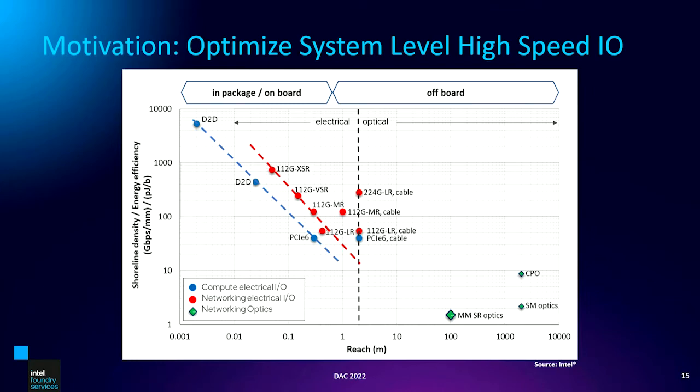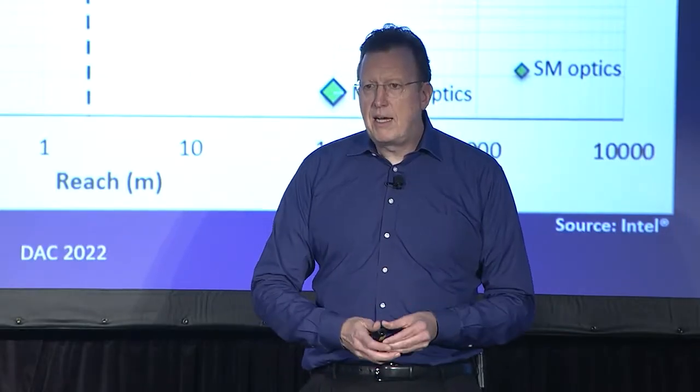So what we see is the high-speed I/O, the copper, and the optical becoming chipletized in the platform of the future.